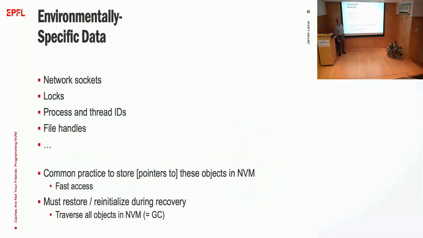And there are lots of possibilities for this. There's network sockets, locks, process and thread IDs, file handles. The list goes on, basically the transient state of a process that's perfectly fine while the process is executing, but goes away when the process goes away. And it's very common to store these objects in non-volatile memory. It makes it much faster to access them. They have to be reinitialized when you restart the memory. And so you have to traverse these objects in non-volatile memory. And if you think about traversing objects, it starts looking like garbage collection. Okay, so that's part of the problem.